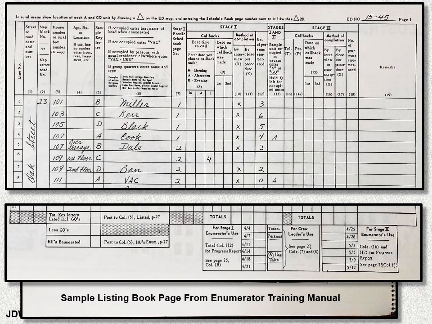You see there's a stage 1 and a stage 2. Stage 2 will be later. List the people and information about them. If group quarters, enter name and type. There is a remark column there as well.